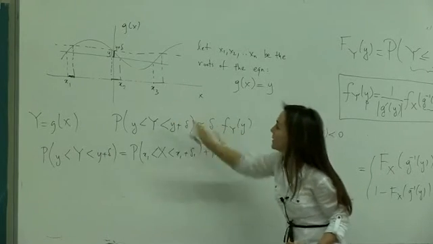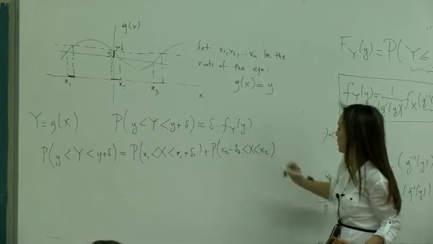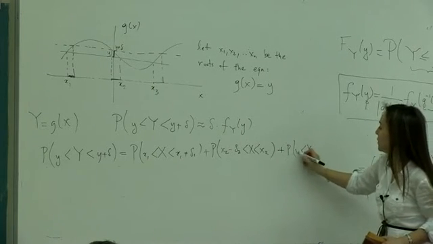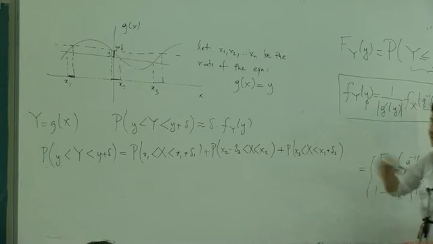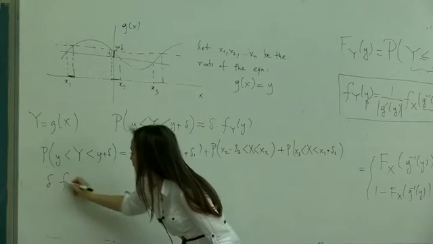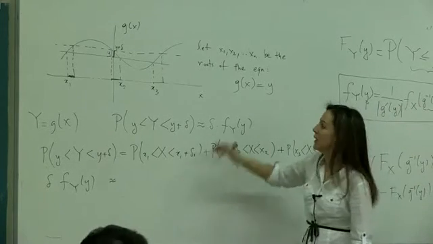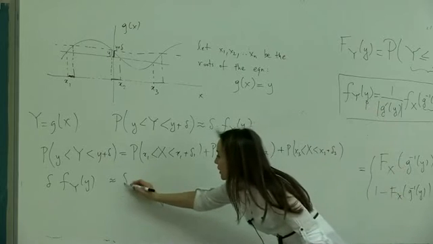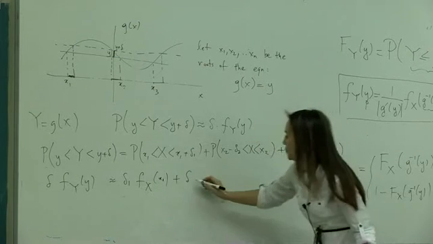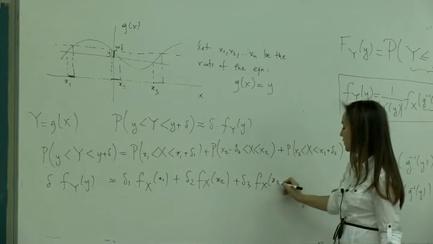The probability that x is between x2 minus delta 2 to x2, plus the probability that x is between x3 to x3 plus delta 3. Okay, now we'll write everything in terms of this approximation. Delta times fy of y is roughly equal to, this approximation gets better, of course, as the interval delta is made smaller, delta 1 times fx of x1 plus delta 2 times fx of x2 plus delta 3 times fx of x3. Did I forget something?